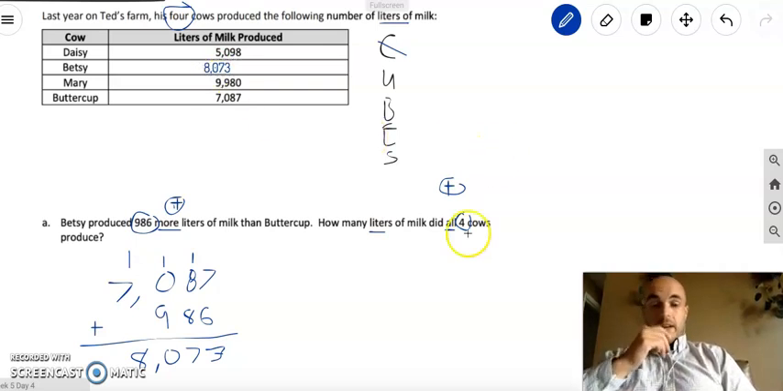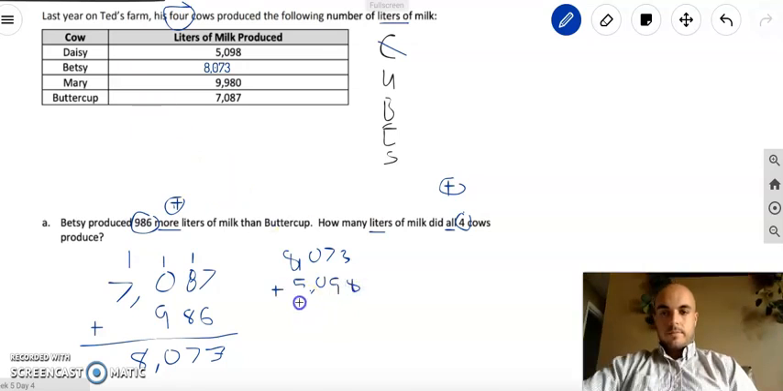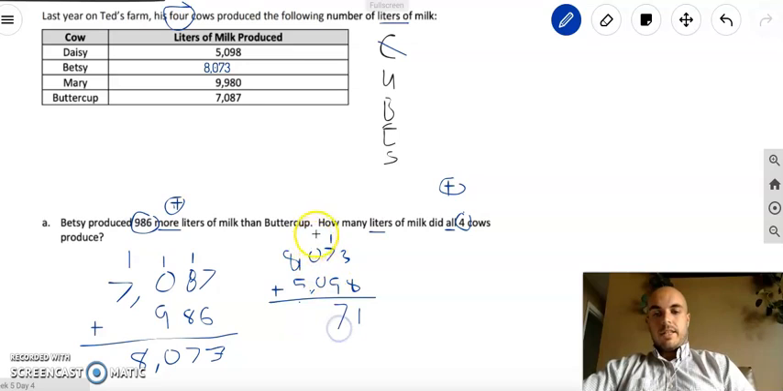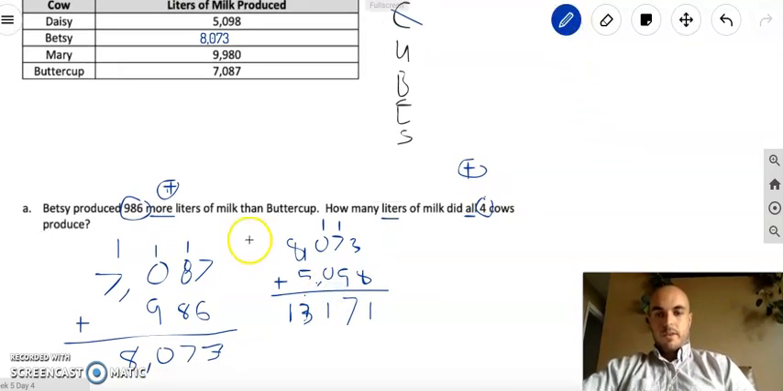Okay, so now I've got to find the total for all of these. So let's rewrite our 8,073, and let's add our Daisy, which is 5,098, like so. So 3 plus 8 is 11, carry the 1. 1 plus 7 is 8, plus 9 is 17, carry the 1. Bring down my 1 because there's just 2 zeros right there. 8 plus 5 is 13. There we go. Okay, I'm actually going to zoom in just a bit. There we go. All right.